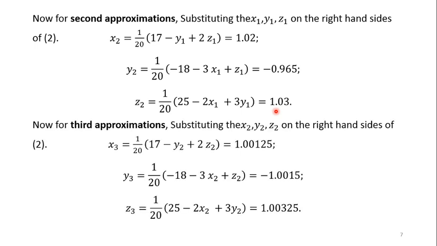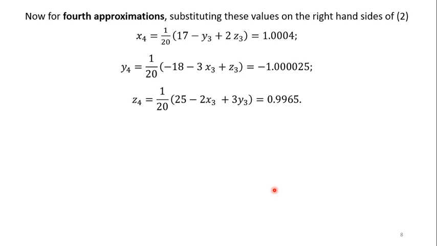Then we go to the third approximation, substituting x2, y2, z2 on the right hand side of equation number 2. So we get x3 equal to 1/20 of (17 minus y2 plus 2 z2) equal to this much, then y3 equal to this, z3 equal to this. Let us see, these values slightly match with the previous ones because the first place of decimals is the same. So further iteration is required.